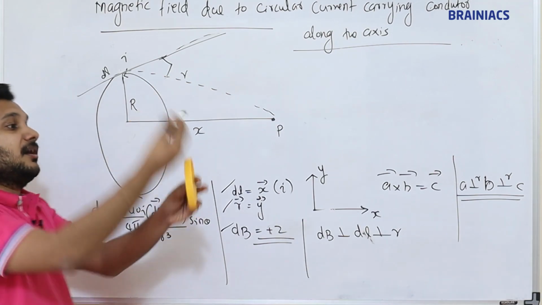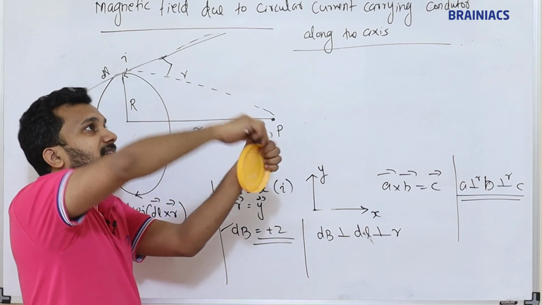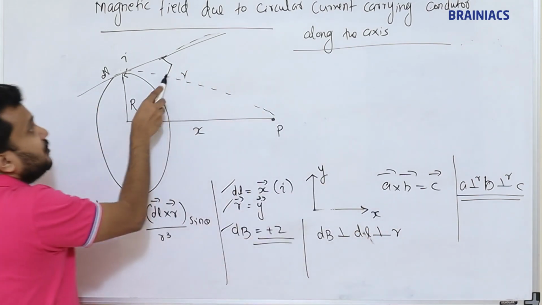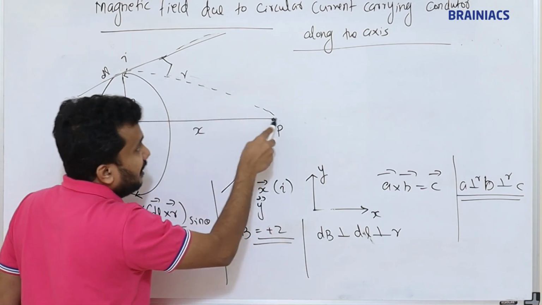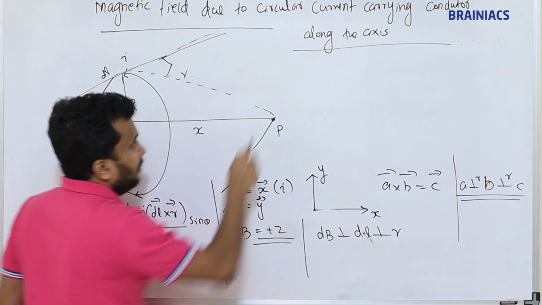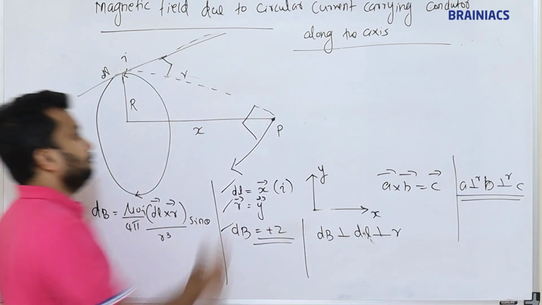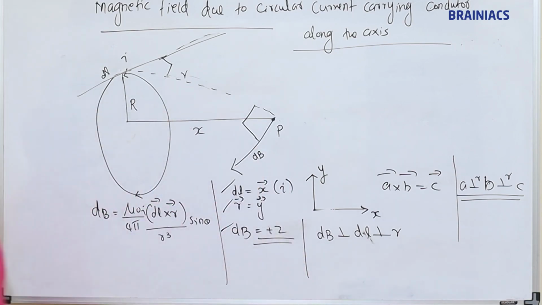So we know current is going like this. So I am placing my thumb in this direction. At that point my thumb is coming down, and it is perpendicular to R. R is like this, which means perpendicular. So with the R it makes how many degrees? 90 degrees. And this is called DB. Hope now this is clear.